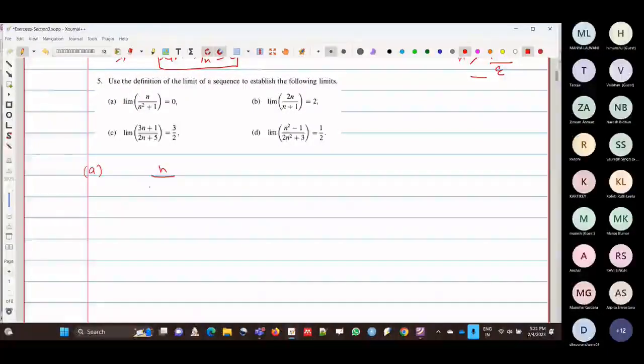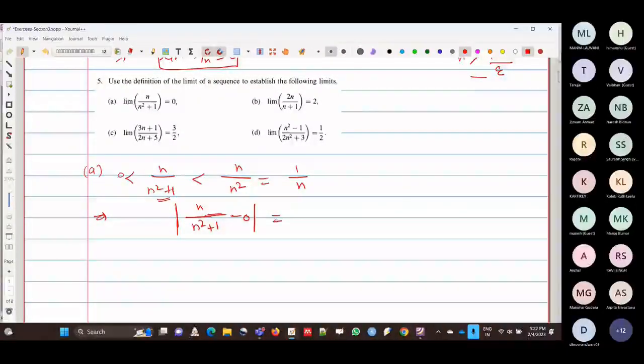we see that the sequence n square plus 1 is always positive. And n upon n square plus 1 is less than... we are keeping the numerator the same, and we can decrease the denominator, that is, let us remove 1. So this is less than n upon n square, so this is less than 1 upon n. Fine. Now to show this, |n/(n square plus 1) - 0| equals n upon n square plus 1, because it is positive. And this is less than 1 upon n, as we have just seen.